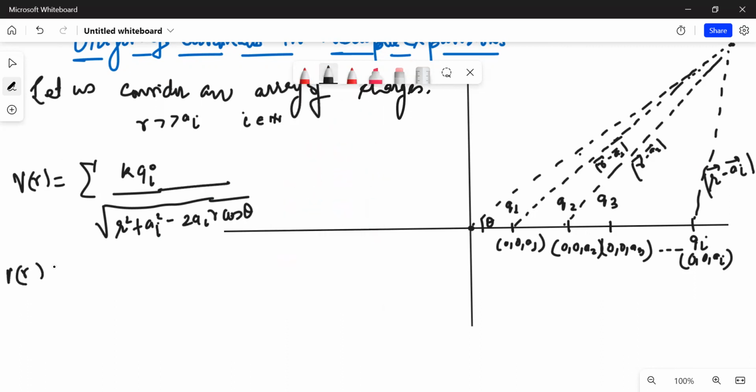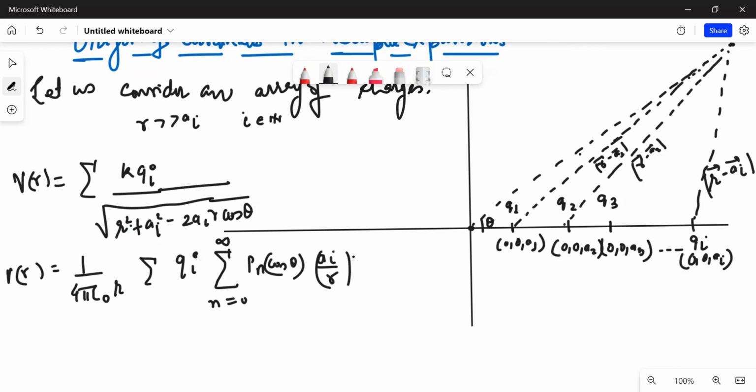And what I can do, I can take this 1/4 pi epsilon outside, and I can take this r square also outside. So this will come out as r. And now you have summation qi, and again this would be equivalent to writing summation n equal to 0 to infinity, and this will be Pn cos theta into (ai divided by r) whole power n. Is that clear or not clear? आना तो बोलो फटाफट से. Yes, sir. Okay, good enough.